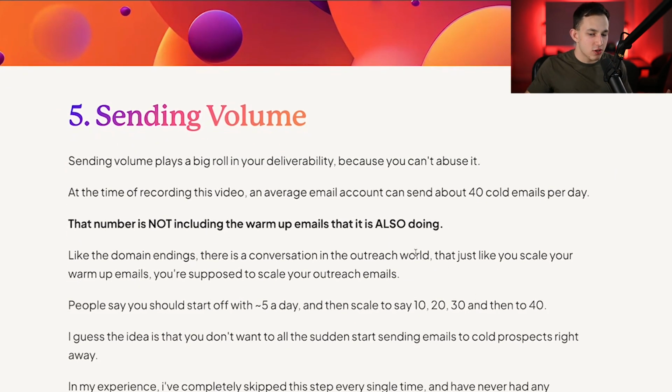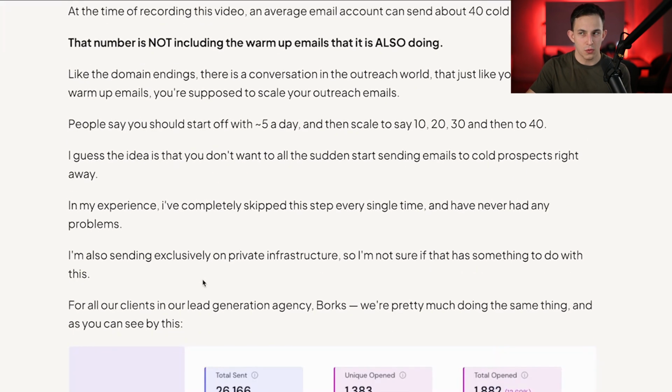Now, some people say you should start off with like 5 a day as soon as your emails are done warming up, and then you scale to 10, to 15, to 20, to 25, to 30 over time. Now, personally, in the agency, we don't do that. We've tested it. It's made no difference, right? We just kind of start off. We'll do like 30 and then like maybe 2 days in, 35 and then 40. We don't do like a massive jump from 5 to 40, right?